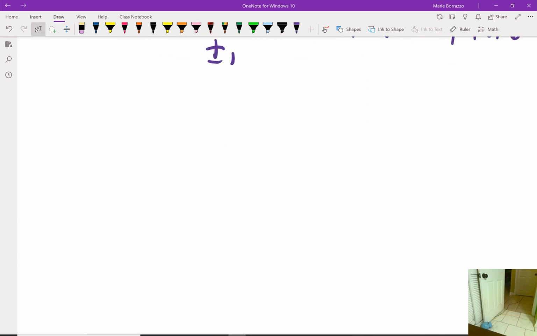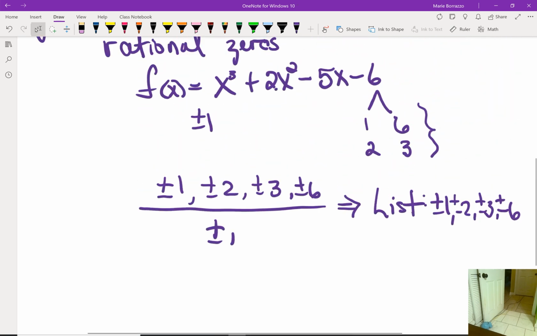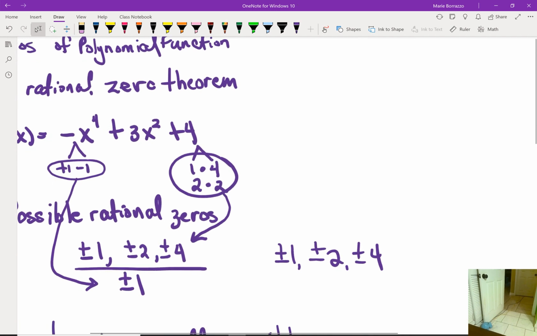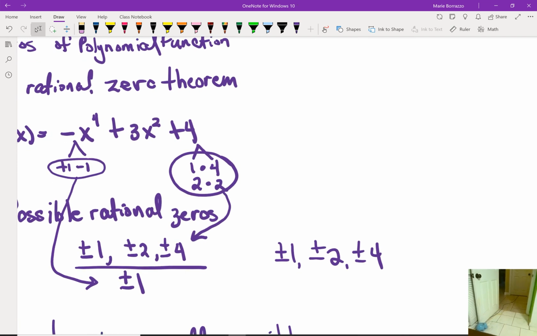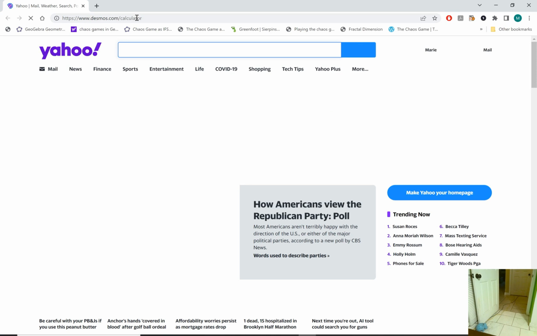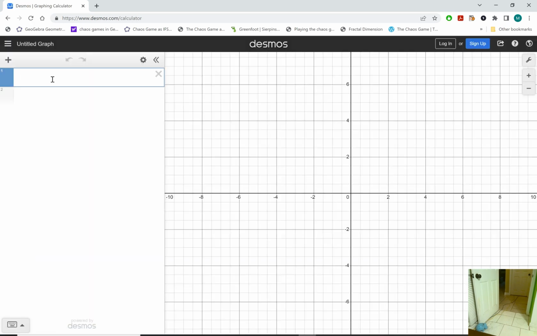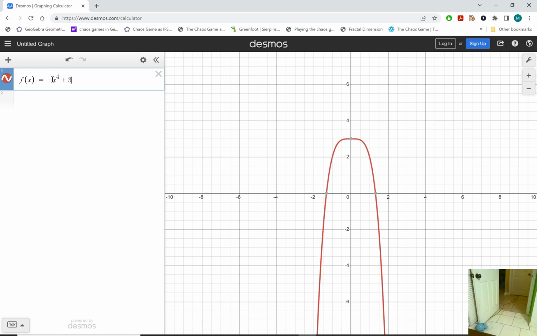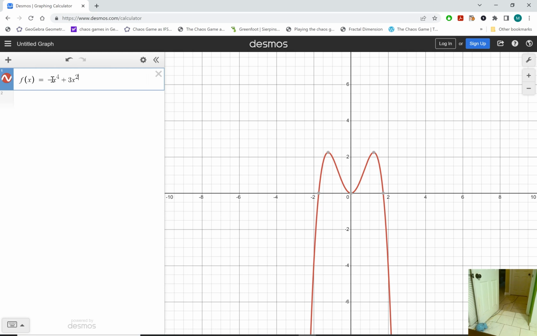So these are numbers that potentially, when you substitute them in, you can actually solve. Let me go back to the original one that we did, which was negative x to the fourth plus 3x squared plus 4. Let's use Desmos. Desmos is a wonderful tool. I'm going to literally just post this here. So f of x is equal to negative x to the fourth, plus 3x raised to the second. And there you go, you get this funny looking graph.